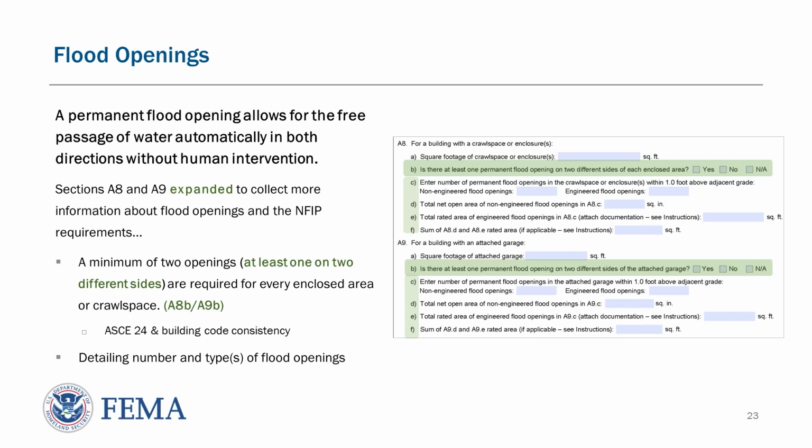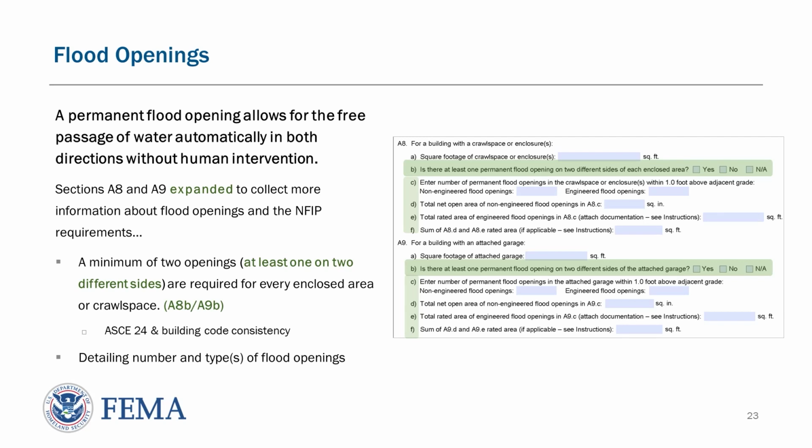A permanent flood opening is one that allows for the free passage of water automatically in both directions without any human intervention. The new form collects more information about these flood openings than before. Sections A8 and A9 have been expanded to more closely align with building codes, ASCE 24, and the minimum standards of the NFIP. For NFIP compliance, enclosures subject to flooding need 2 openings for every enclosed area and at least 1 square inch of opening per square foot of enclosure.